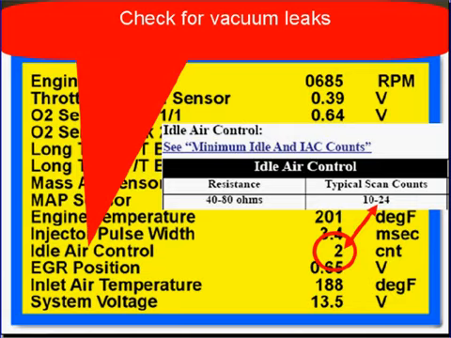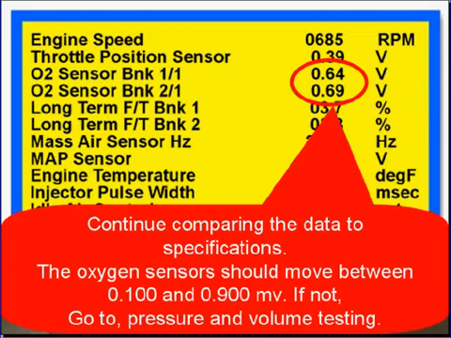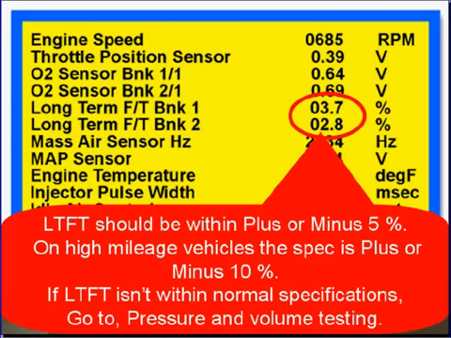Excessive vacuum leaks can make the engine run so poorly that the computer will compensate with the IAC, and the IAC counts will be very, very high. Continue comparing the data to specifications. The oxygen sensor should move between 0.1 and 0.9 volt. If not, go to pressure and volume testing. Long-term fuel trim should be within plus or minus 5%. On high mileage vehicles, the spec is plus or minus 10%.